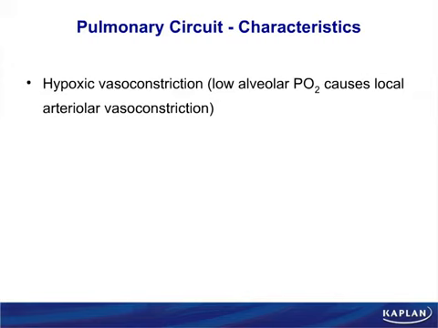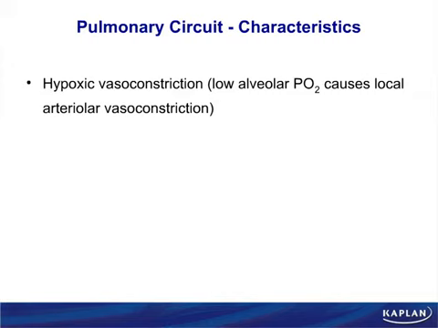All right, there is one aspect that's very important with respect to the pulmonary circulation, and this is hypoxic vasoconstriction. If alveolar PO2 becomes low, this will cause a local arteriolar vasoconstriction. This is referred to as hypoxic vasoconstriction. So low alveolar PO2 vasoconstricts.